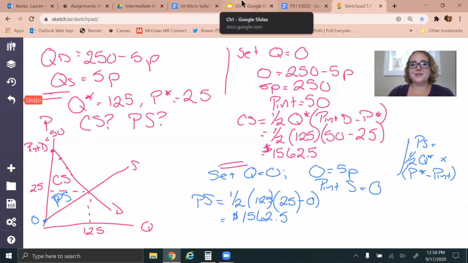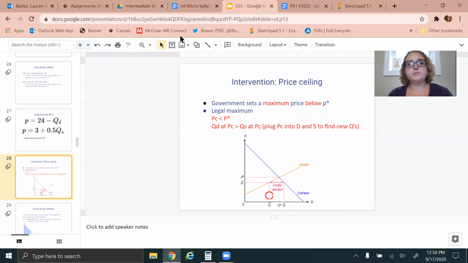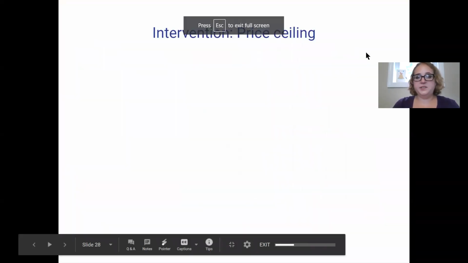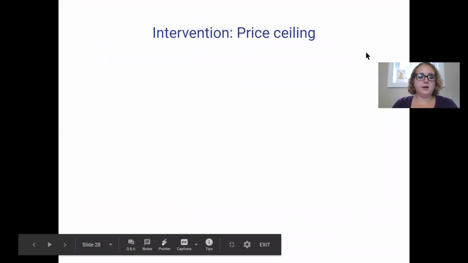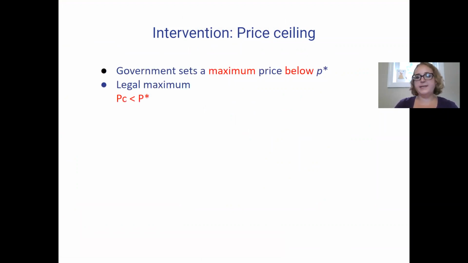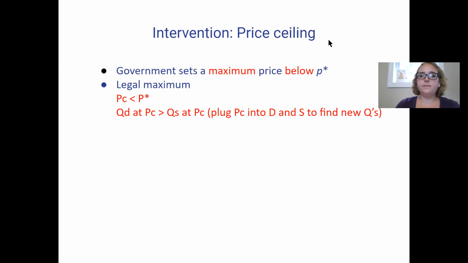Okay, so now I'm going to go back to the slides. And we talked a little bit last class about just what some of these interventions were, like price ceiling and price floor, because I wanted you to know that for the quiz. But now we're going to look at it more mathematically. So price ceiling, this is a maximum price or like a price cap. Say it's an intervention because the government's coming in and intervening in the market. And we say that this price ceiling, it should be below the equilibrium price.